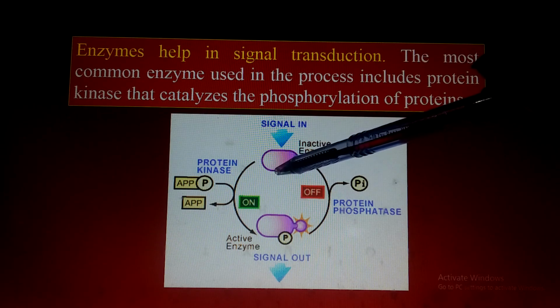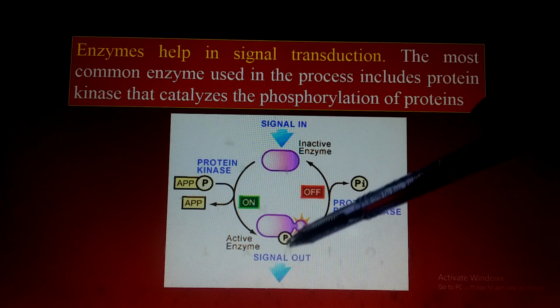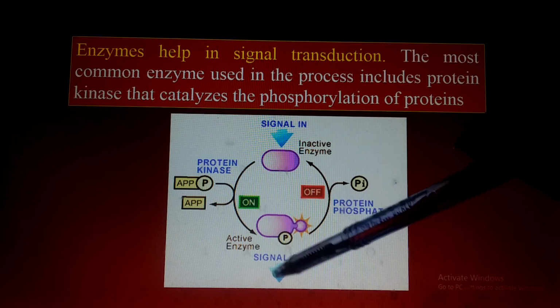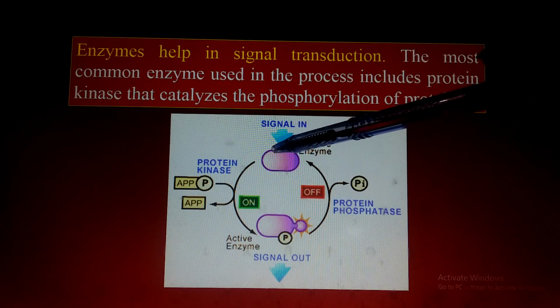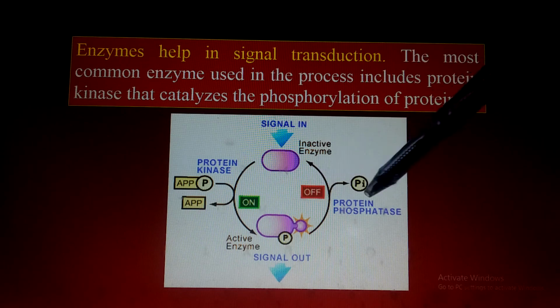You can see the signal comes inside of the cell, means the signal is received by the cell, and here you can see the signals given out of the cell, in and out. So the enzymes also help in the cell signaling.